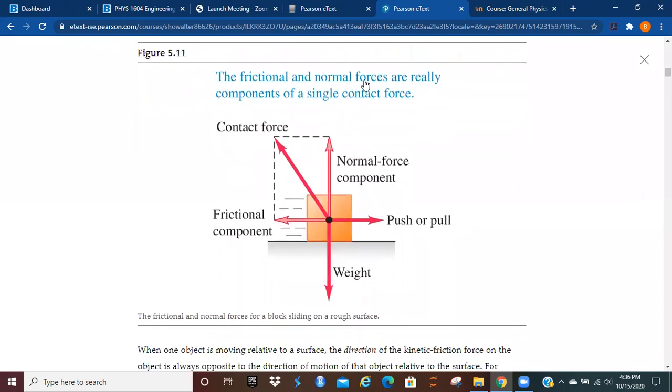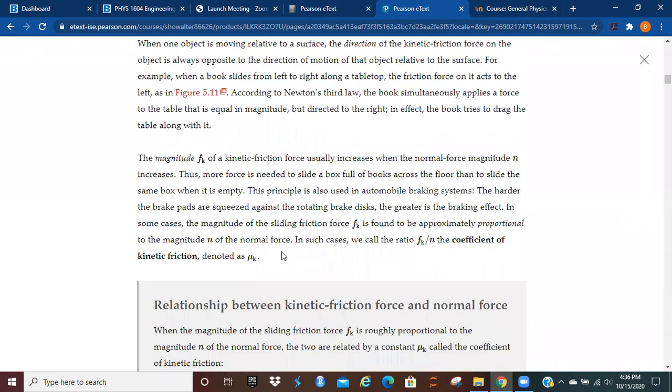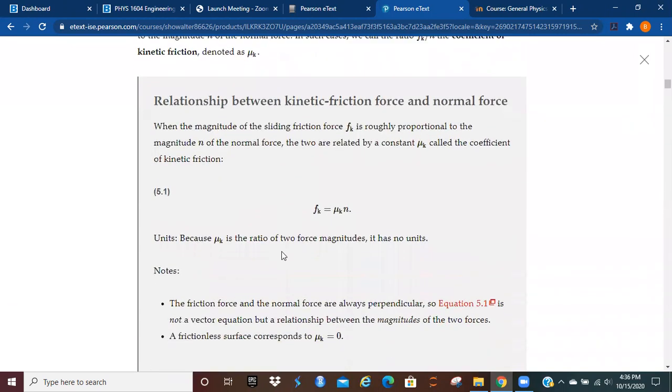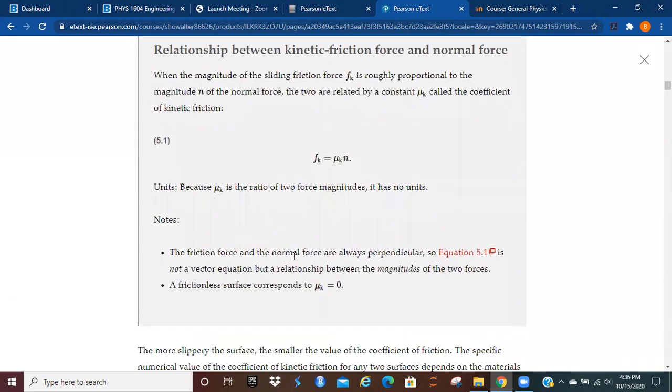Okay, so friction and normal forces are really components of a single contact force. So you've got the frictional component, which is going to resist any sort of push or pull in this direction. You've got a normal force component, which is the surface pushing back on the block, and you've got the weight. And so you've got a contact force. You've got what's pushing up this direction, you've got what's resisting motion in this direction. So the friction force and the normal force are always perpendicular.